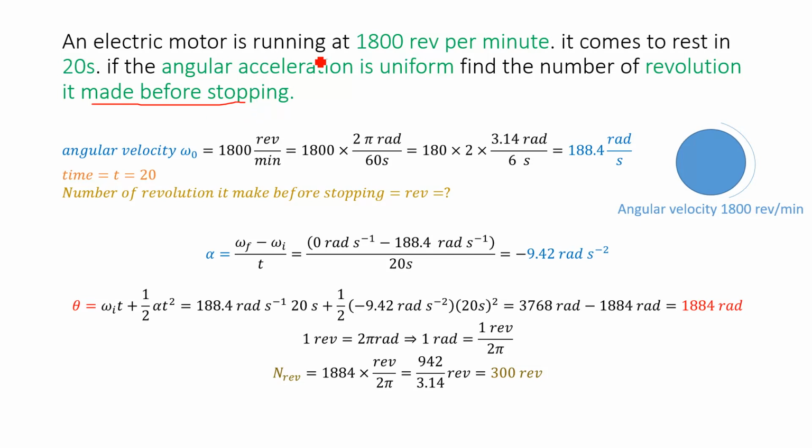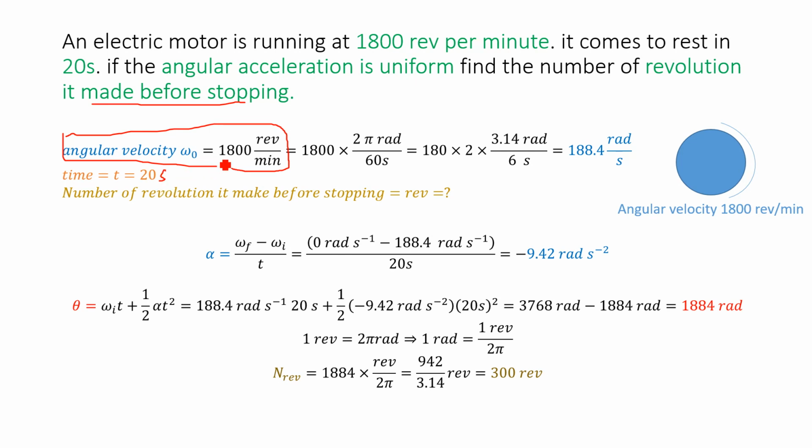The angular velocity is given, which is 1800 revolutions per minute. This is the initial angular velocity. The final angular velocity, omega f, will be equal to 0 because the motor will stop. The time is given: it comes to rest in 20 seconds. The number of revolutions it makes before stopping is the value we will determine.